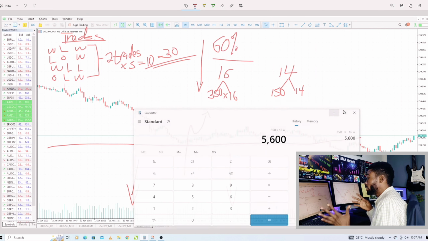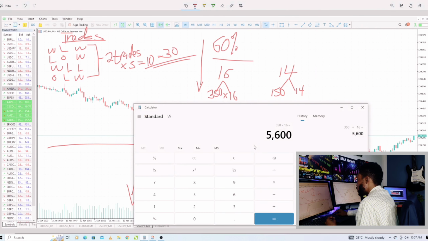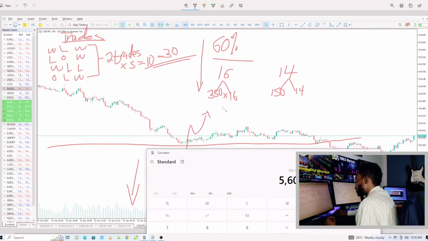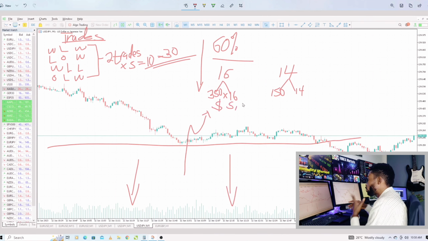So the 360 times 16 is going to give you 5,600. So which means profit of what? Profit of 5,600 per month. And then let's come back to the losses.